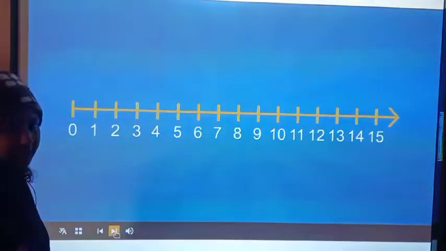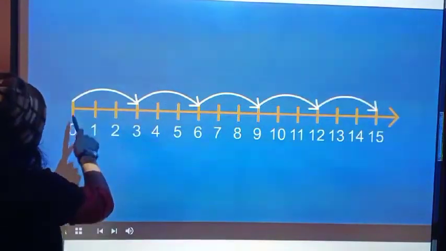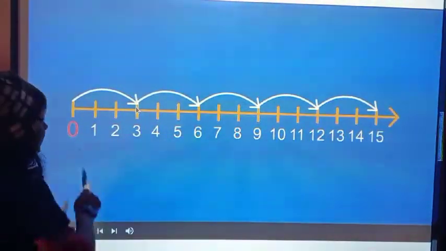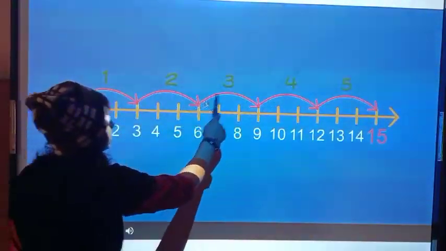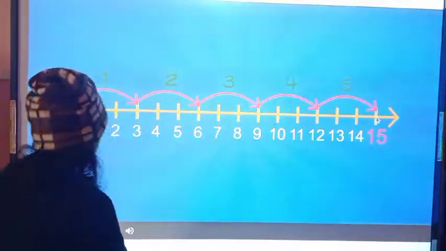This is the number line. In a number line, we draw a line with equal distances between points. First is 0, then 3, then 6, then 9, 12, and 15.